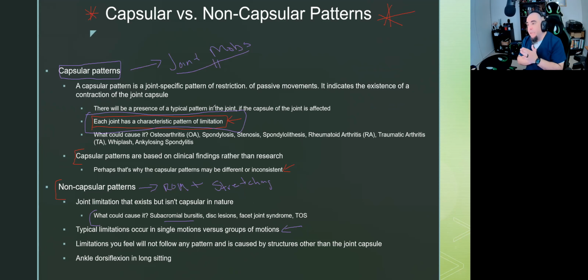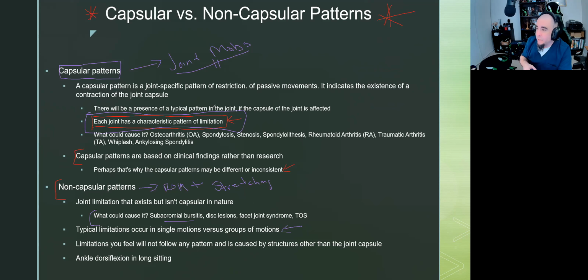So if we see, oh, wait, okay, so this patient's limited in abduction, external rotation, and flexion, which I believe is a shoulder pattern. So abduction, external rotation, and internal. That's actually internal, external, and flexion. So they're limited in that specific kind of grouping of the shoulder. Then we have a good idea that they have a capsular issue. And at that point, they need joint mobilizations.